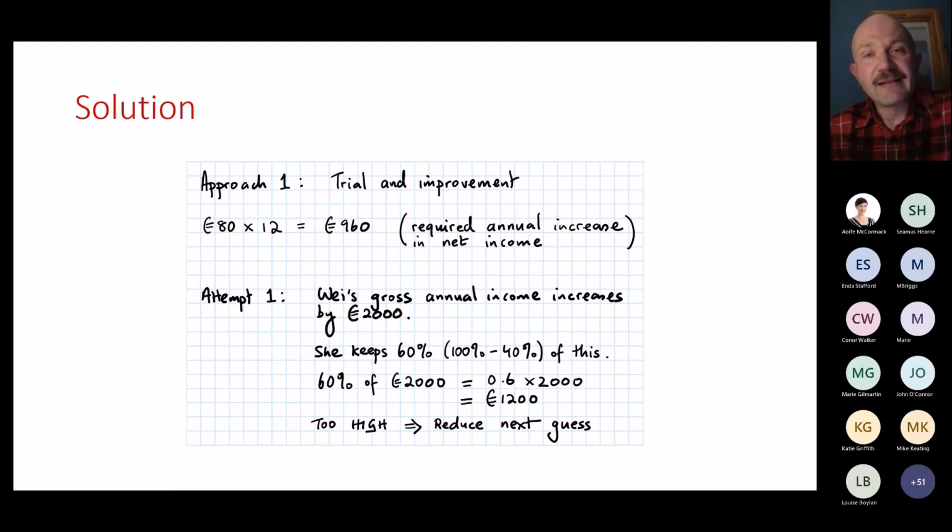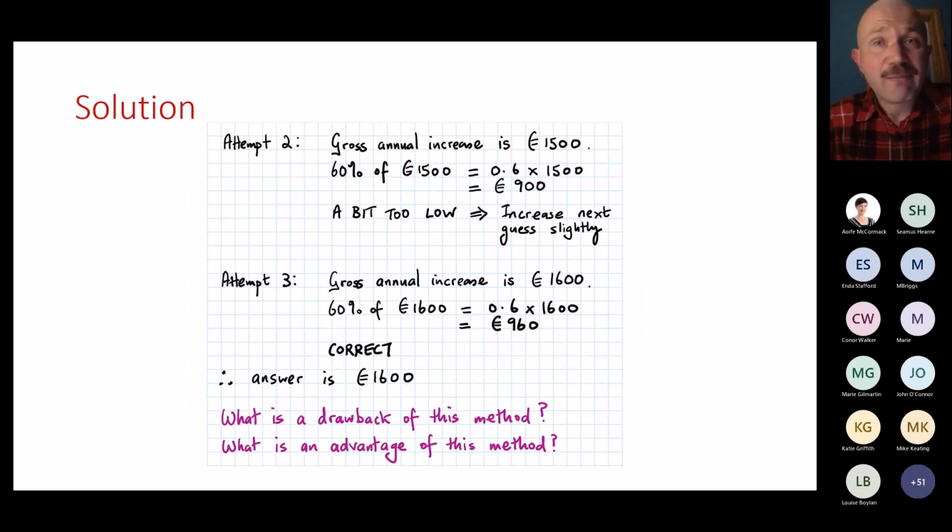So then that leads us to reduce our next guess. So we might have a second attempt of €1,500 as the gross annual increase, but that would be a little bit too low, just giving us a net annual increase of €900. So we might increase the next guess slightly. And in this way, we'll arrive at the correct answer, which is €1,600.